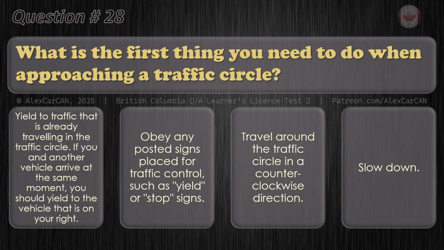Question number 28. What is the first thing you need to do when approaching a traffic circle? Yield to traffic that is already traveling in the traffic circle. If you and another vehicle arrive at the same moment, you should yield to the vehicle that is on your right. Obey any posted signs placed for traffic control, such as yield or stop signs. Travel around the traffic circle in a counterclockwise direction. Slow down. The correct answer is slow down.